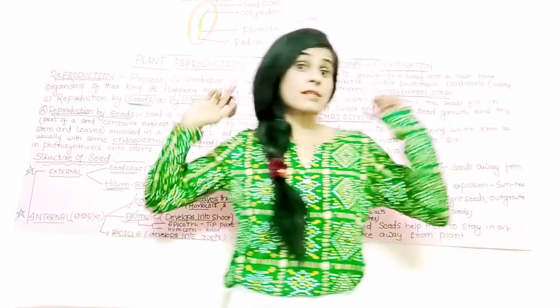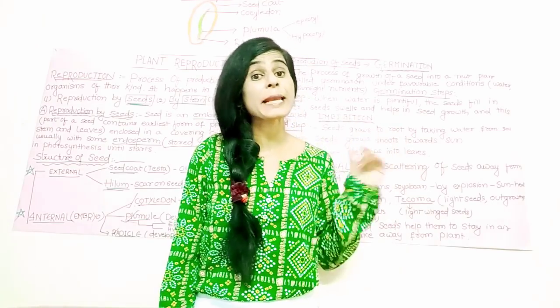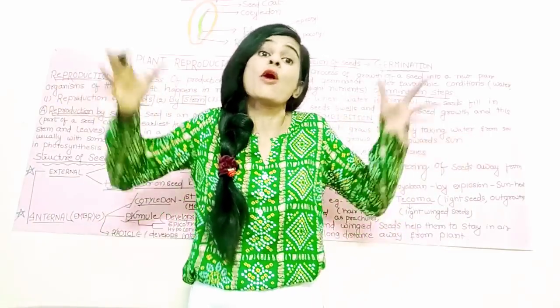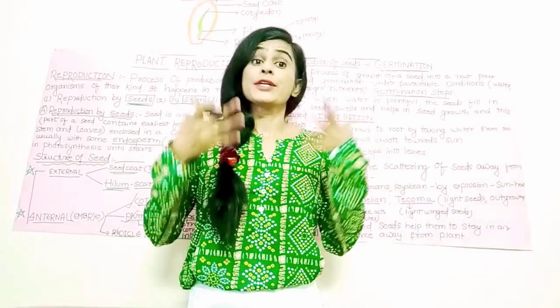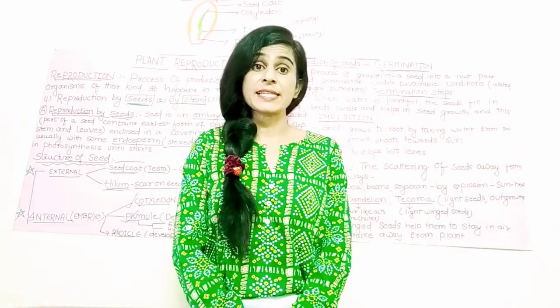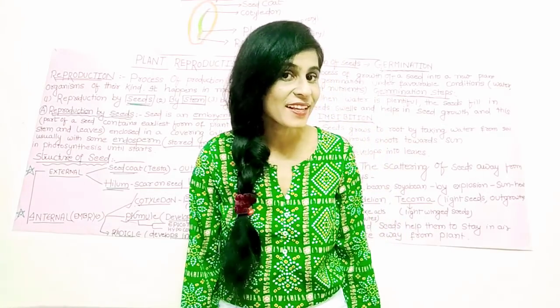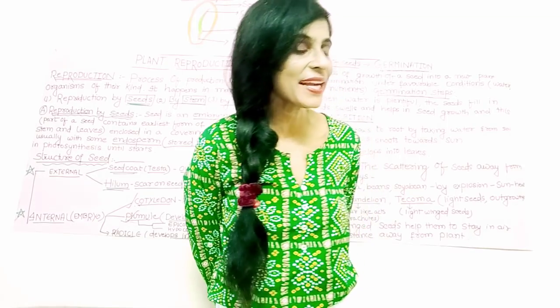I have told you the structure of the seed, but I didn't tell you how reproduction takes place with the help of seeds. I just informed you about the structure. What is the structure? How does it look? What is the internal structure of the seed? But I didn't mention how reproduction takes place by seed. And I know you all know that. What is that process called by which the seeds germinate into a new plant?